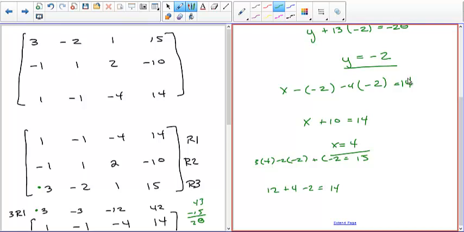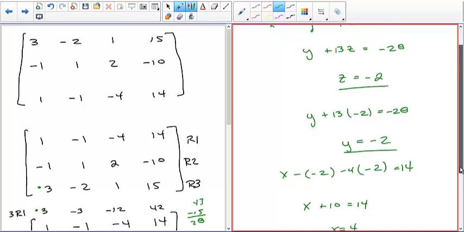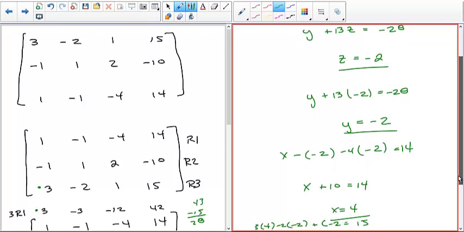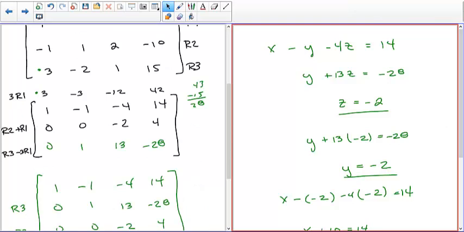Is that right? 3. Did I copy something wrong down here? Ah, rats. Okay, let's see if I can figure out what's going on here. Okay, I'm going to pause it for a second here. Okay, so I figured it out. The error's right here.